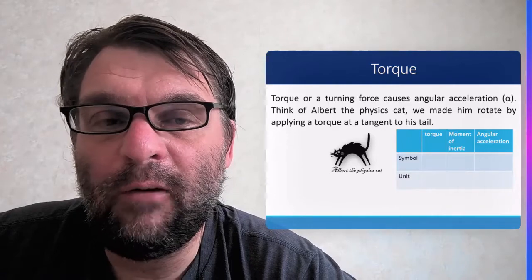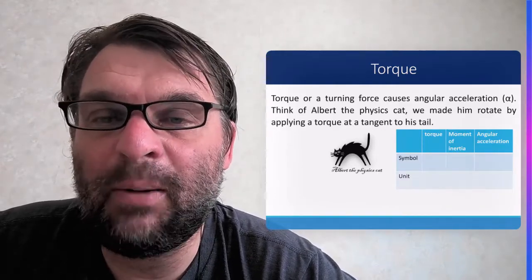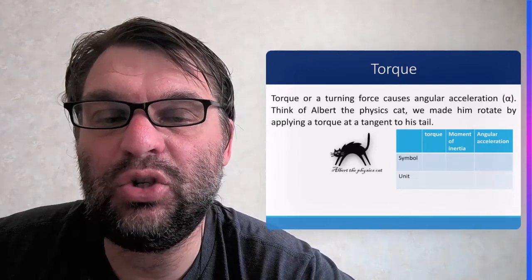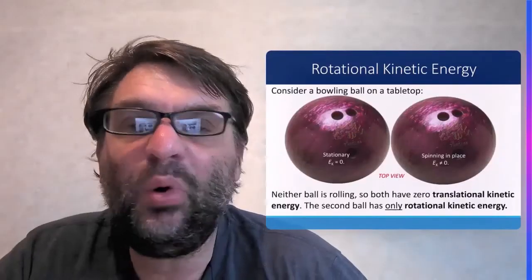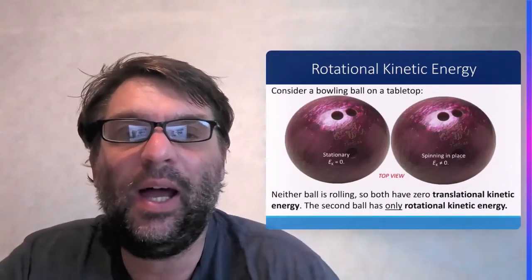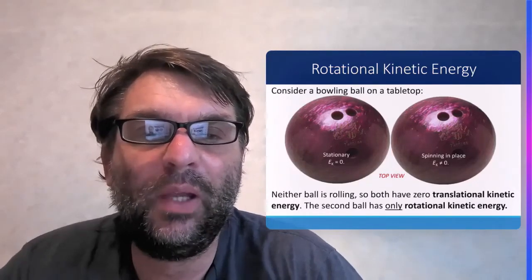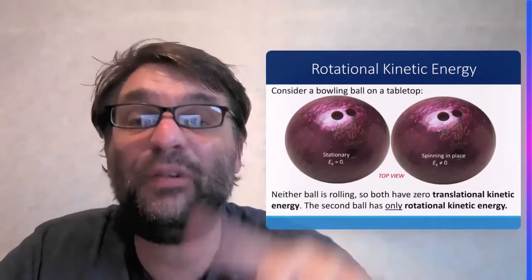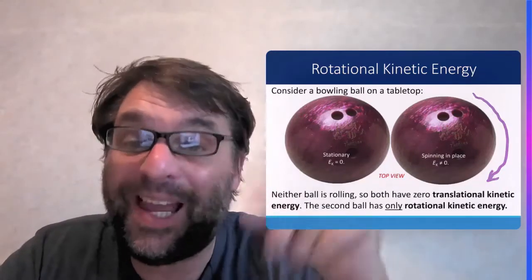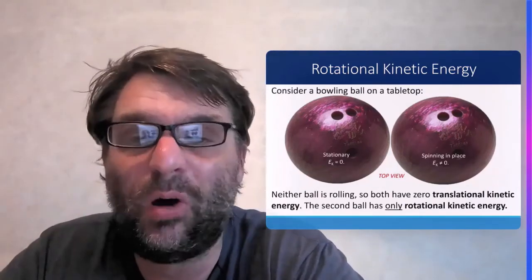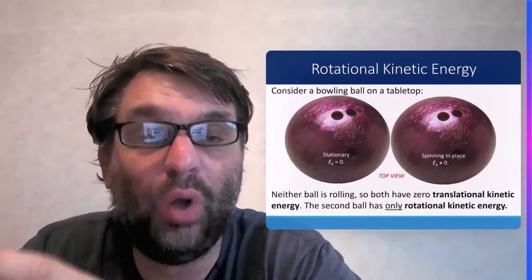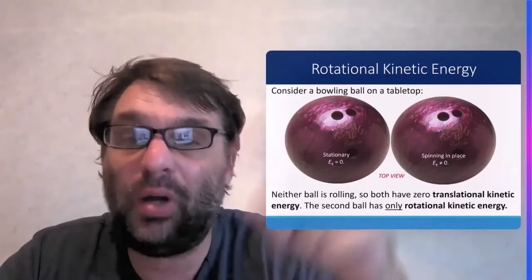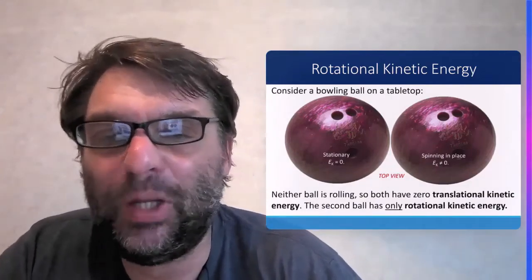Okay, so essentially, in order for angular acceleration to occur, the sum of the torques operating on an object has to be greater than 0. So you've also got the concept of rotational kinetic energy. So if you consider two bowling balls on a table, okay, if one is stationary, just staying there, the kinetic energy is equal to 0, but if the other is rotating, spinning in its place, then the kinetic energy is not going to be equal to 0. It will be in terms of translational motion, but in circular motion, it will not. Okay, so neither ball's rolling, so both have 0 translational kinetic energy, but the second ball, because it's spinning in its place, will have rotational kinetic energy.